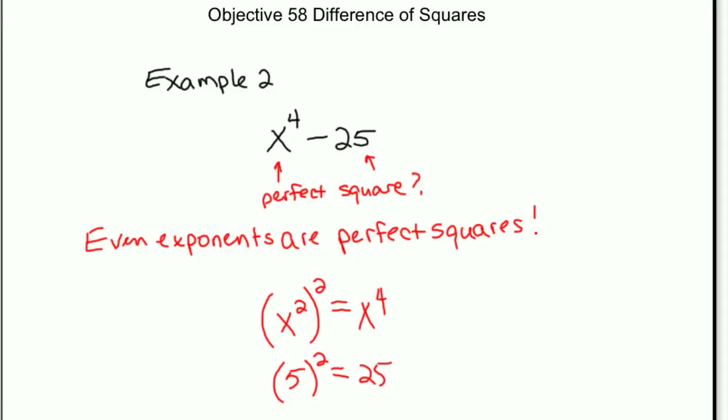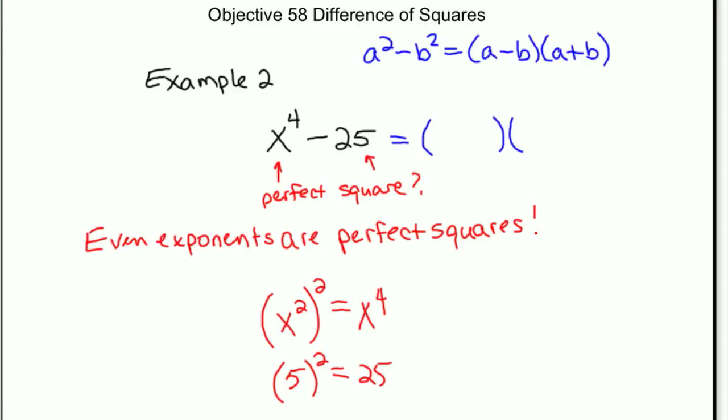So the important thing to remember, a squared minus b squared equals a minus b times a plus b. There's our rule. And now we can just substitute the sum and difference of their square roots. So it's going to be x squared minus 5, x squared plus 5.